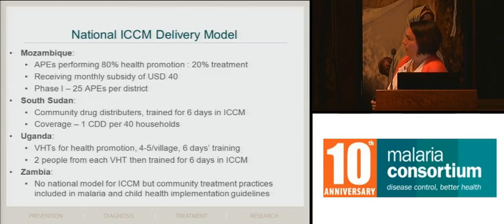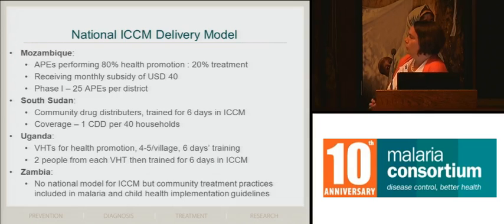As I mentioned, you had the health promotion VHTs, the village health teams in Uganda, who had already received the health promotion training. In the new strategy, 2 members of each team were then given a further 6 days of training on ICCM. So you end up with each village having 2 trained ICCM VHTs.